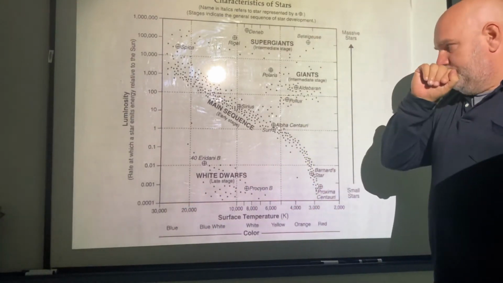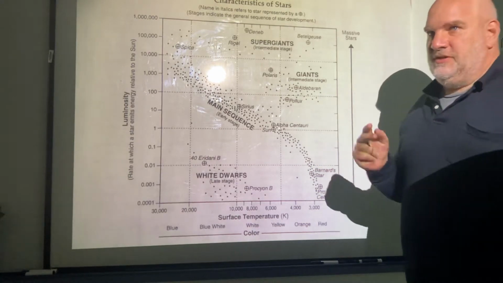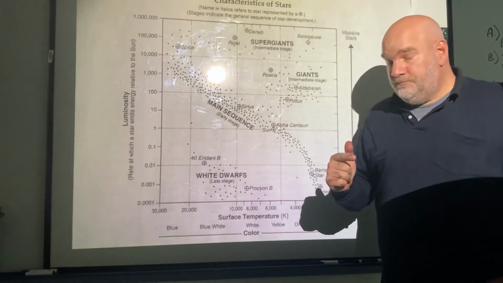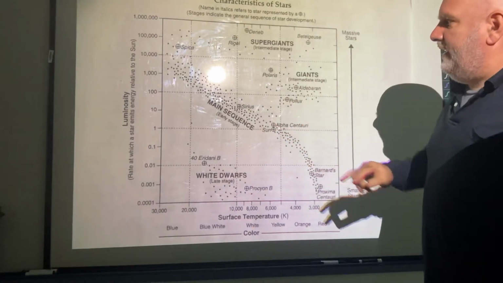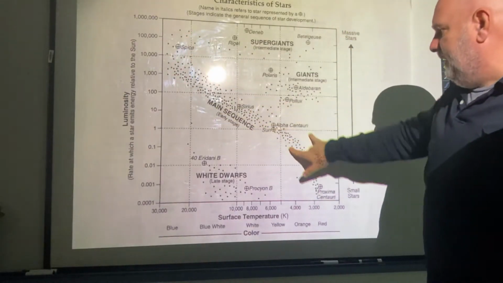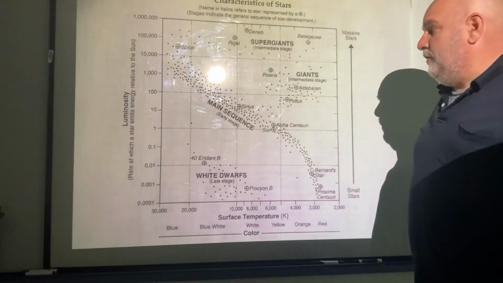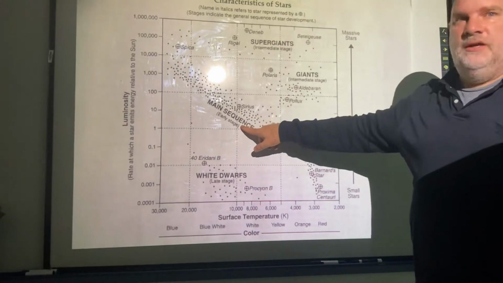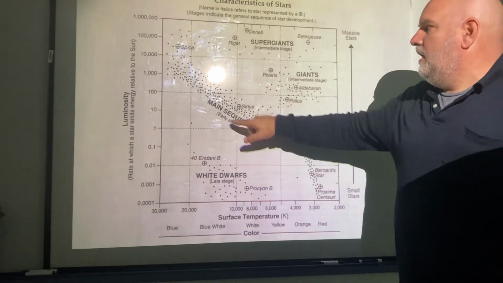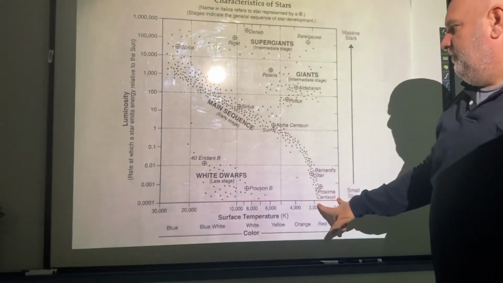And if you make the observations about the stars' temperatures and colors and plot them on this chart, what we'll find is that most stars plot in this section right here called the main sequence. All right? The main sequence is the early stage of star development. This is where most stars fall, in the main sequence.